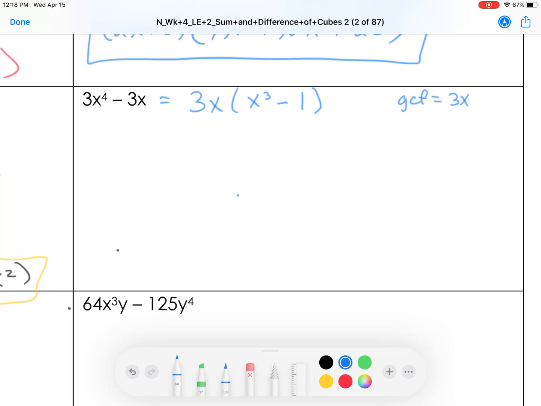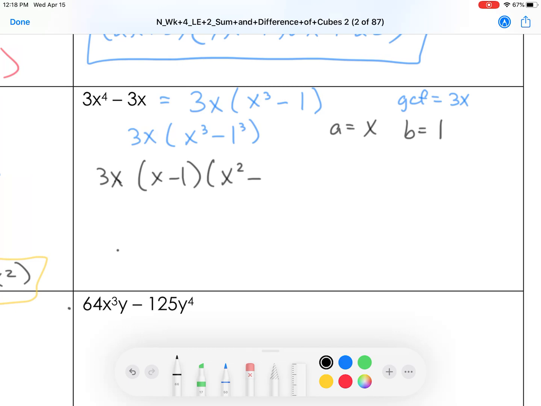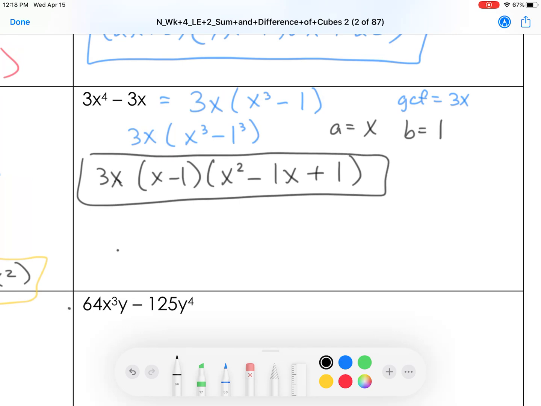So if we think about our a and our b value, we have 3x times x cubed minus 1 cubed, because 1 cubed is just 1. So we have an a value of x, and we have a b value of 1. So filling that into our formula, we've still got that GCF of 3x in front. We have x minus 1, and then we have x squared minus 1x. That's a times b, just 1x, and then plus 1 squared is 1. So that's the factored form of that difference of two cubes.